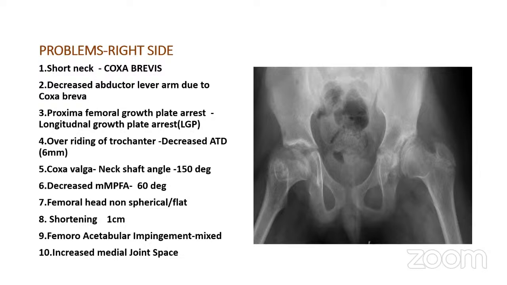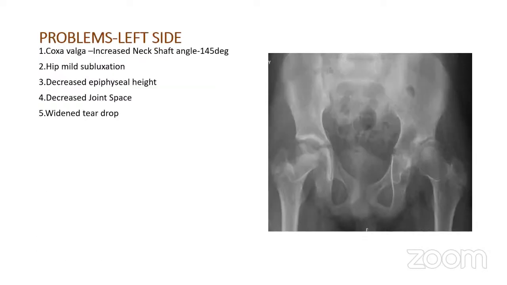Coxa valga is there, with a neck shaft angle of around 150 degrees and a decreased medial proximal femoral angle of 60 degrees. The femoral head is non-spherical and flat, and there is shortening of 1 centimeter. There is femoroacetabular impingement and increased medial joint space. On the left side there are also some changes on the X-ray: coxa valga, mild hip subluxation, and decreased epiphyseal height. There is joint space reduction medially, the teardrop is wide, and the acetabulum is more shallow.